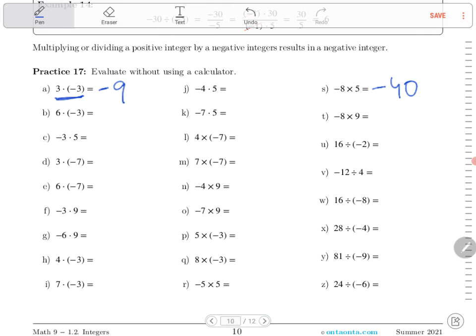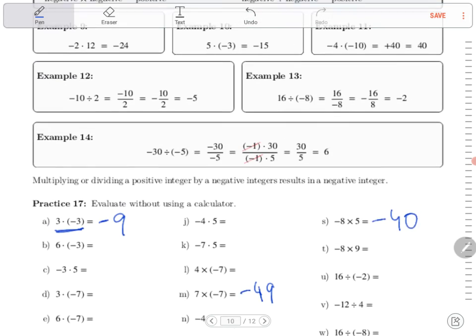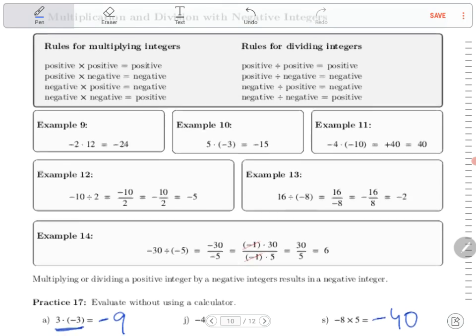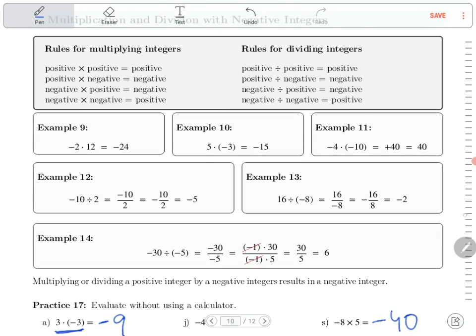Let's do another one: 7 times negative 7. This is a positive number times a negative number. We know that positive 7 times positive 7 equals 49. But positive 7 times negative 7 equals negative 49, because a positive number times a negative number equals a negative number.